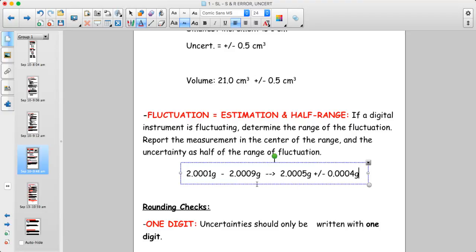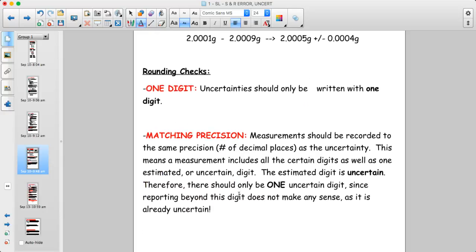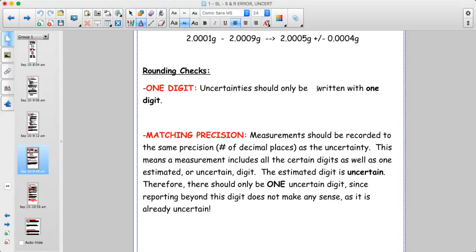Okay. So if you see the fluctuation, you pick the center of that range as best as you can estimate, and then you report the uncertainty to cover all those values that you saw. So by saying plus or minus 0.004, it covers these other values. Once you've recorded your uncertainty, you have to check a couple things. First of all, you should only ever have 1 digit of uncertainty.